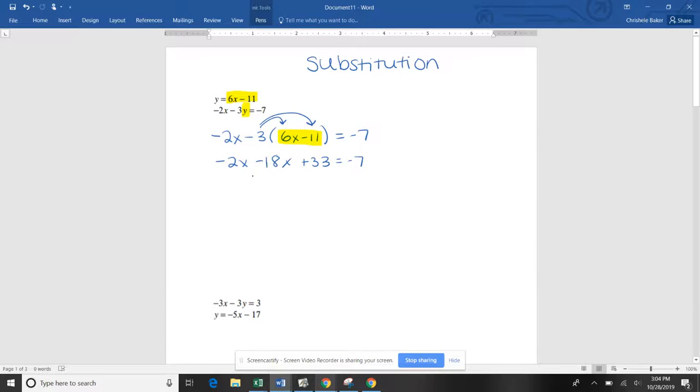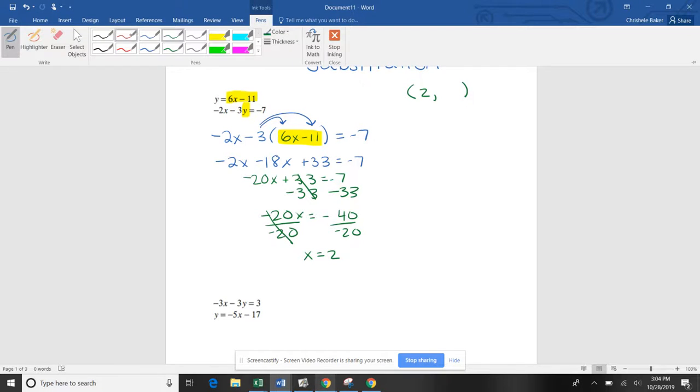So negative 2x minus 18x is negative 20x. Subtract 33 from both sides. And negative 7 minus 33 is negative 40. If I divide both sides by negative 20, then x is equal to 2. Now that's only the x value of my ordered pair. I have to go and find the y value.